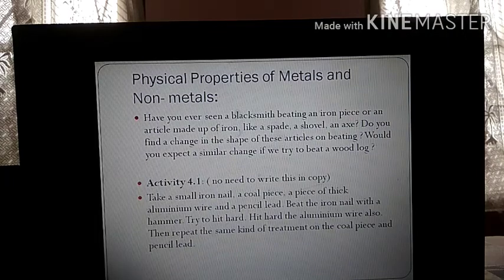So would you expect a similar change if we try to beat a wooden log? What will happen? If we try to beat a wooden log, the log will break, isn't it? The log will not change shape, the log will break. So metals have this property of changing shape. They will not break, but they will change shape. That means you can make a metal sheet out of a metal piece. You can make metal wires out of a metal piece. You can make different articles of metals from a particular metal piece. Why? Because they don't break, they can change shape on beating.